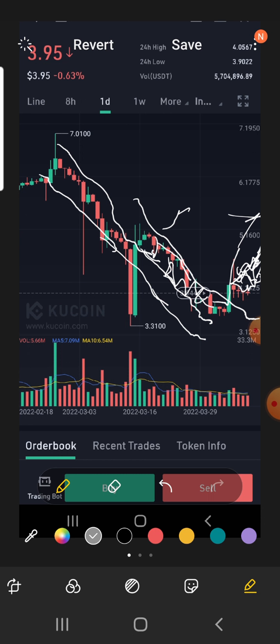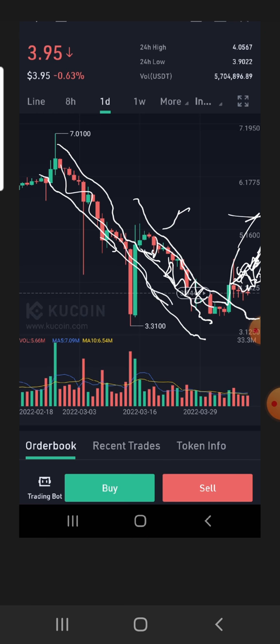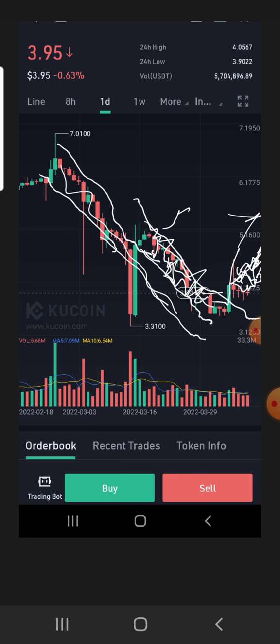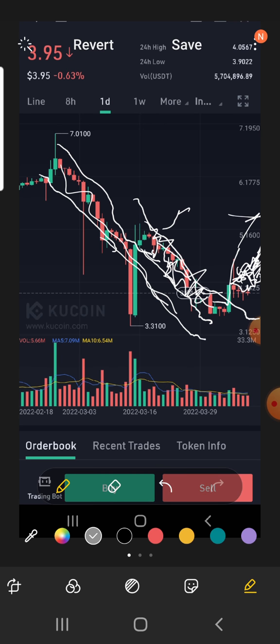So KOK Play still looks good. It broke out of this first down channel. It made a new higher down channel. It broke out of that. And now it's just moving sideways, where it's not even testing the down channel of support.